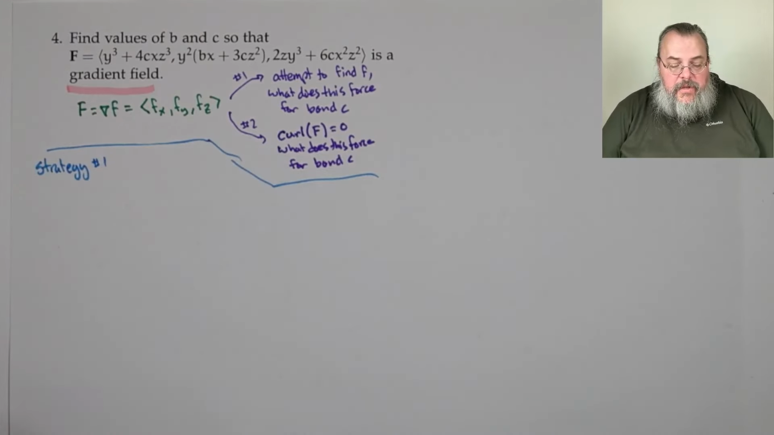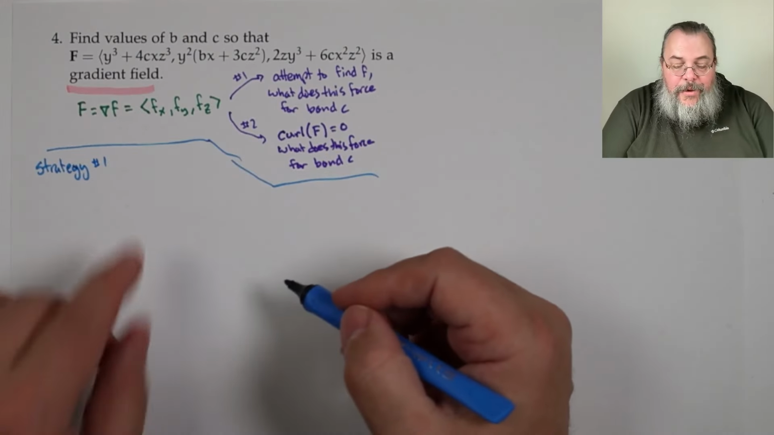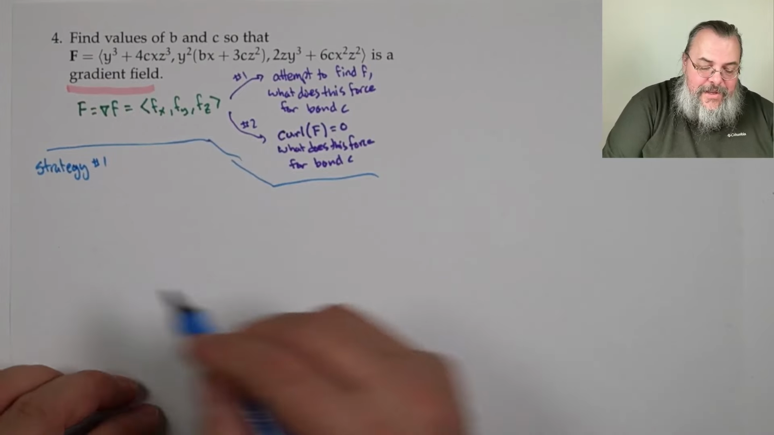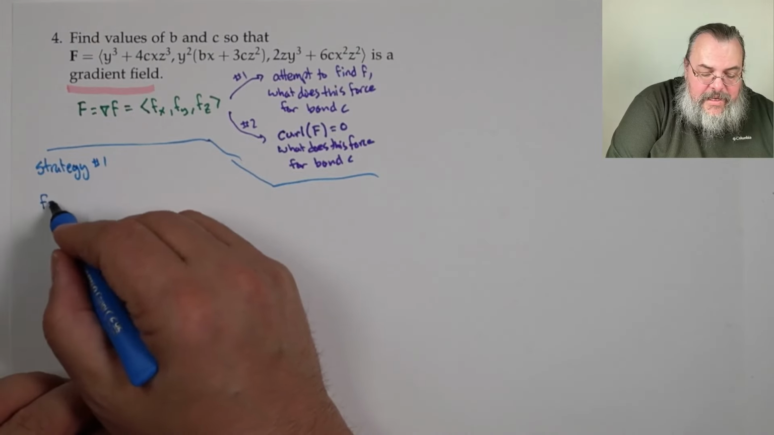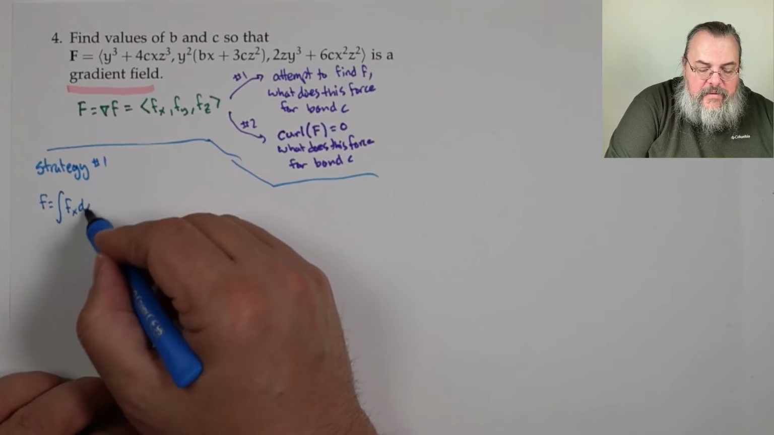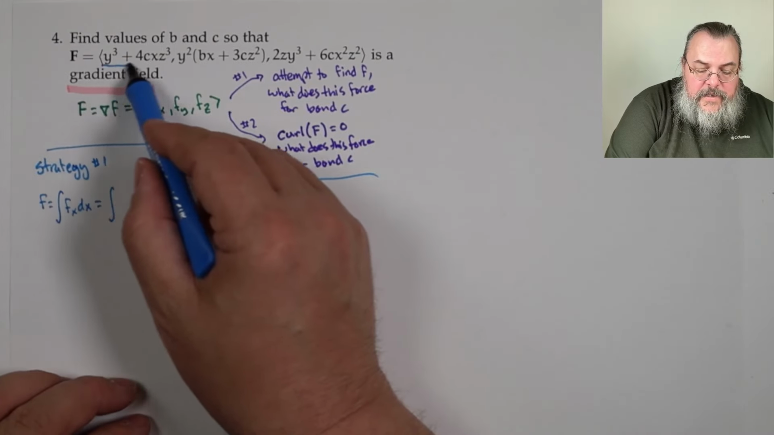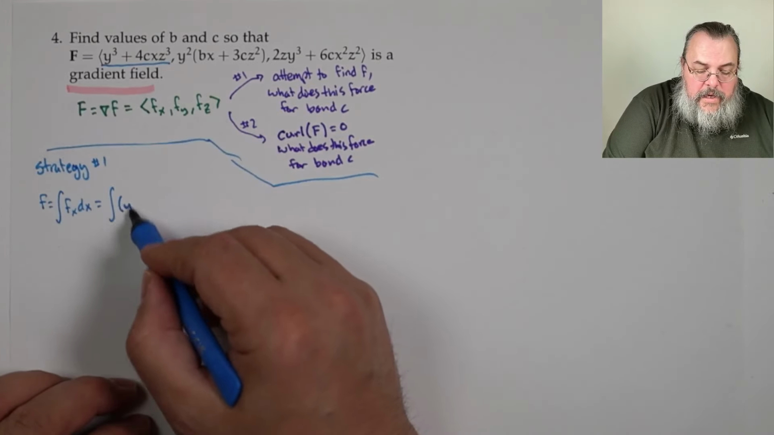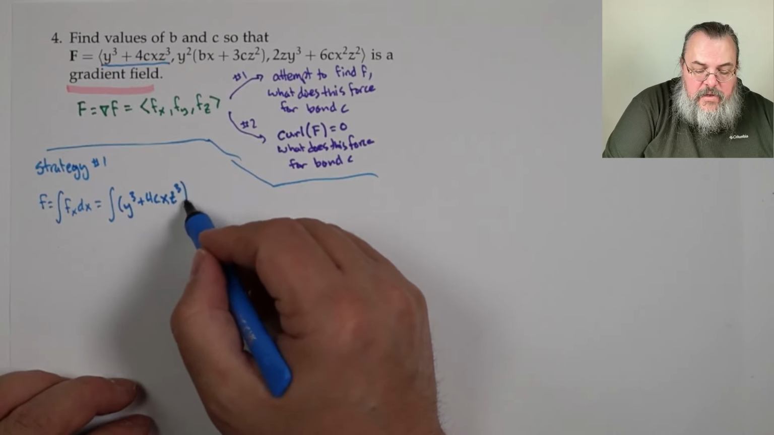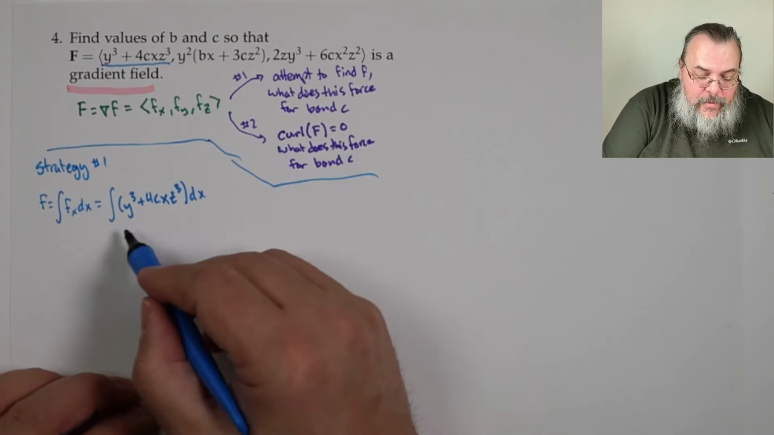And what we're going to do is we say, well, lucky us, very lucky for us, we have things which are almost f, or just partial derivatives. So what we can do is say, well, let's integrate. So f is the integral of f sub x dx. So that's the integral of the first slot. That's y cubed plus 4c xz cubed dx. And if we integrate this with respect to x, what do we get?